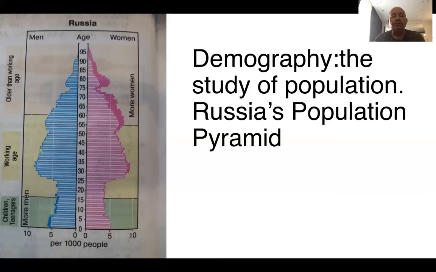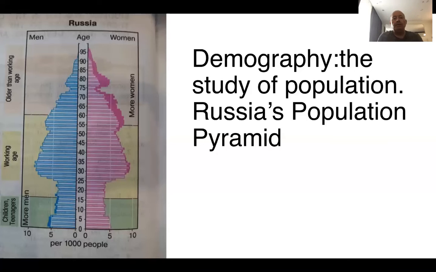Now, when that generation reached the age of about 25, they were then ready to have children. But because there were fewer of them, there were fewer babies born 25 years later. And that's why the aged 50 age group is smaller than the age groups either side.